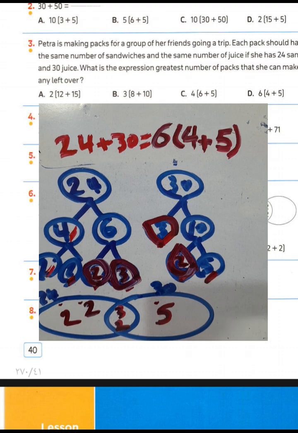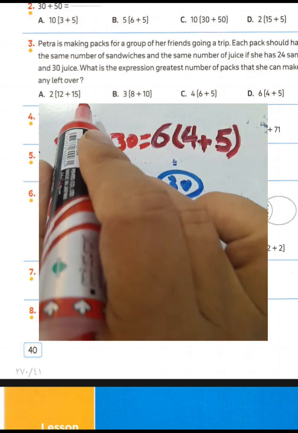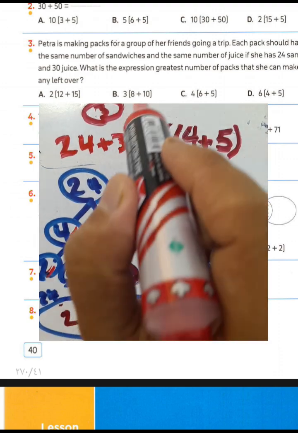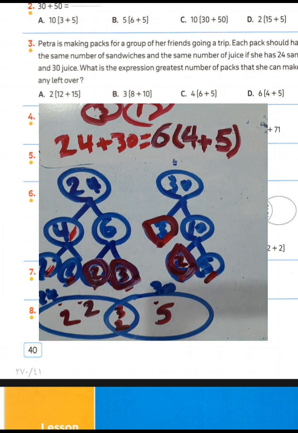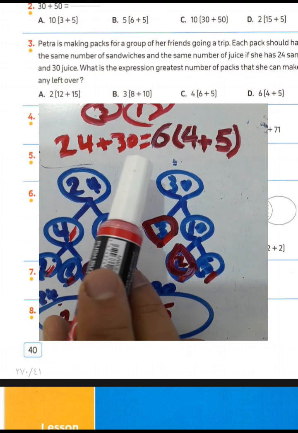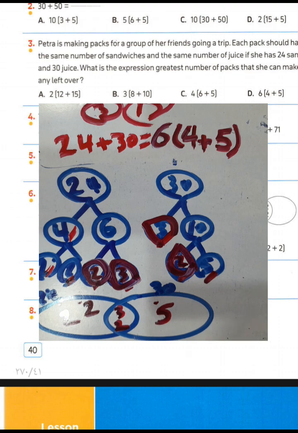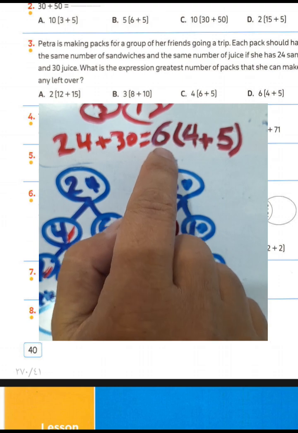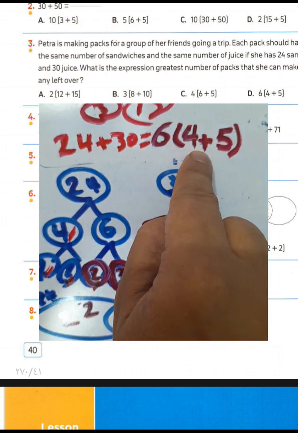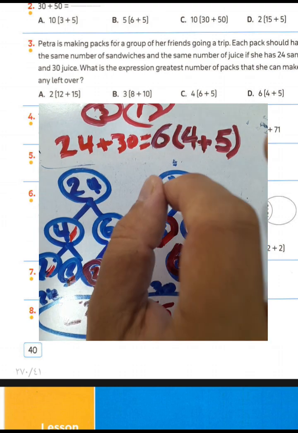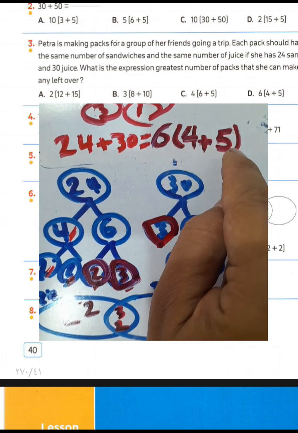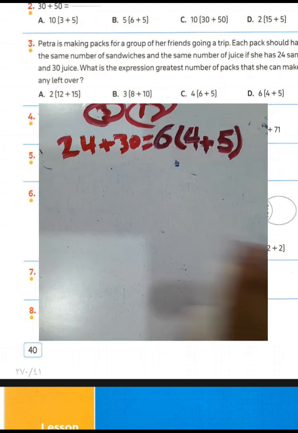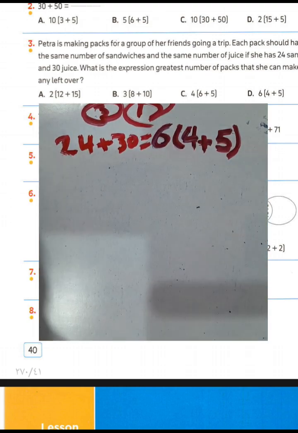Understood? Choose letter D about question number 3. Again, we have 24 sandwiches and 30 juices. We want to put them in the boxes. How many boxes? 6 boxes. In the 6 boxes, we put 4 sandwiches and 5 juices in each one. Okay, and we'll draw here how many boxes we used to put all the food.